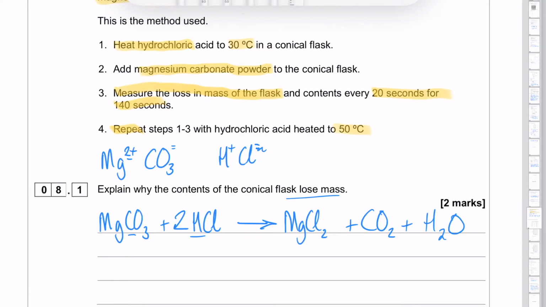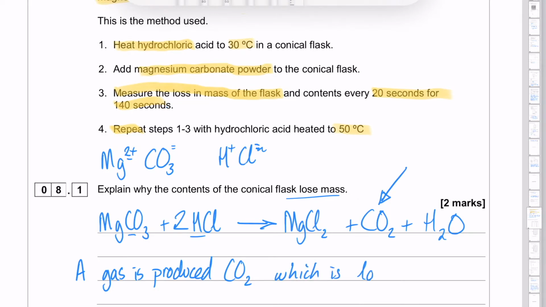So where's the lost mass? The lost mass is here. It's the carbon dioxide. Why is it lost mass? Because that has escaped into the atmosphere. So a gas is produced, CO2, which is lost to the atmosphere.